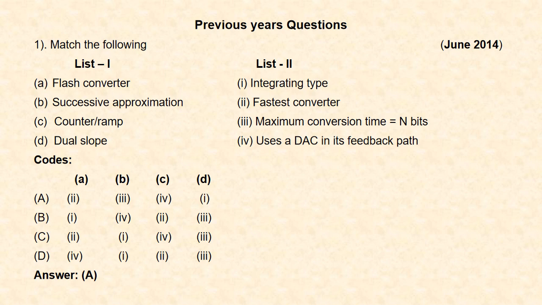First question, it is match the following type. It was asked in June 2014. First, flash converter. We know that it is the fastest converter. Next, successive approximation. Here, the maximum conversion time is equal to n bits. Next, counter or ramp. It uses a DAC in its feedback path. Next, dual slope. It is integrating type. So, here option A is the correct one.